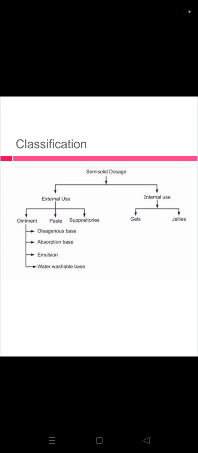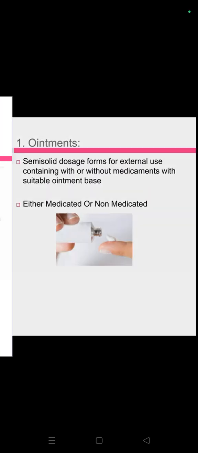Today we are discussing the topic semi-solid dosage forms. Classification. Semi-solid dosage forms may be classified into two types. First one is external use, then internal use. External dosage forms of semi-solid are ointments, pastes and suppositories. Ointment bases, for example, are oleaginous base, absorption base, emulsion and water washable base. Then internal use: gels and jellies.